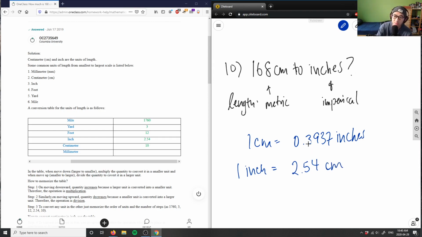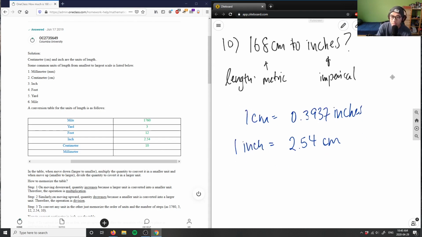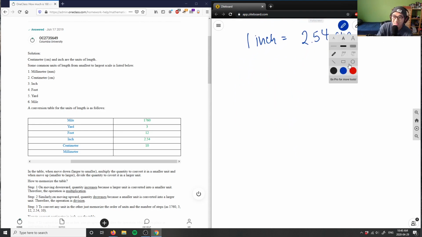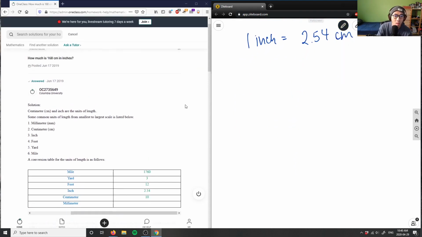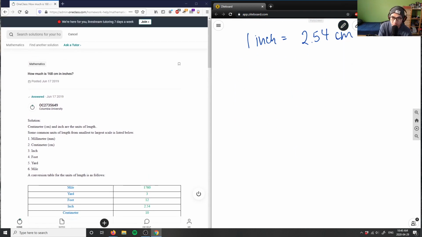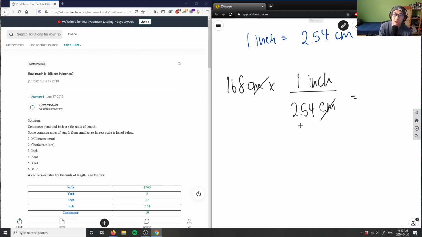So let's use the second one here, because that's what they gave us, 2.54. If I know that 1 inch is 2.54 centimeters, I can figure out my conversion, right? So I have 168 centimeters. If I want to convert centimeters into inches, I would have to put centimeters at the bottom here. I have 2.54 centimeters in 1 inch, right? So my centimeters cancel out. I'm simply doing 168 divided by 2.54 to figure out how many inches I have. So 168 divided by 2.54 will give me an approximate value of 66.14 inches. And this would be my solution for this answer.